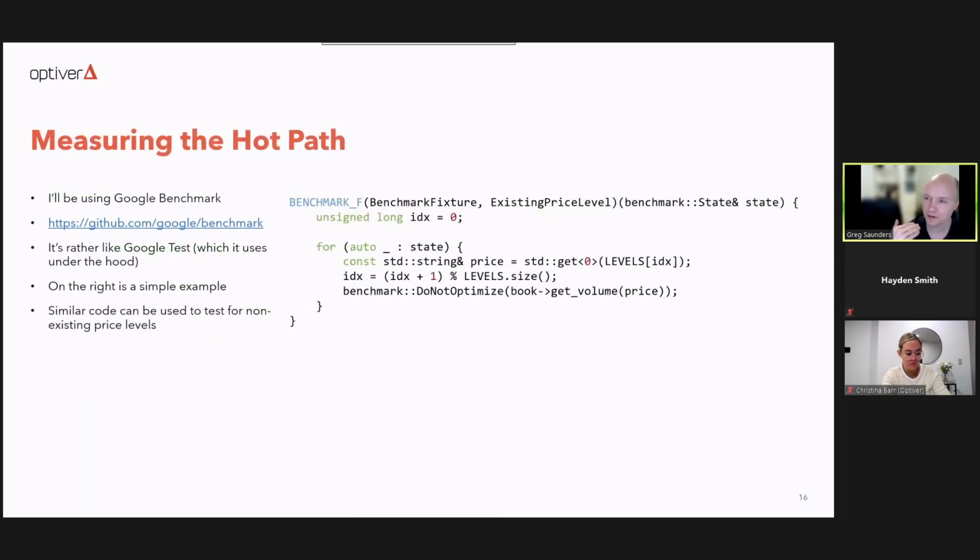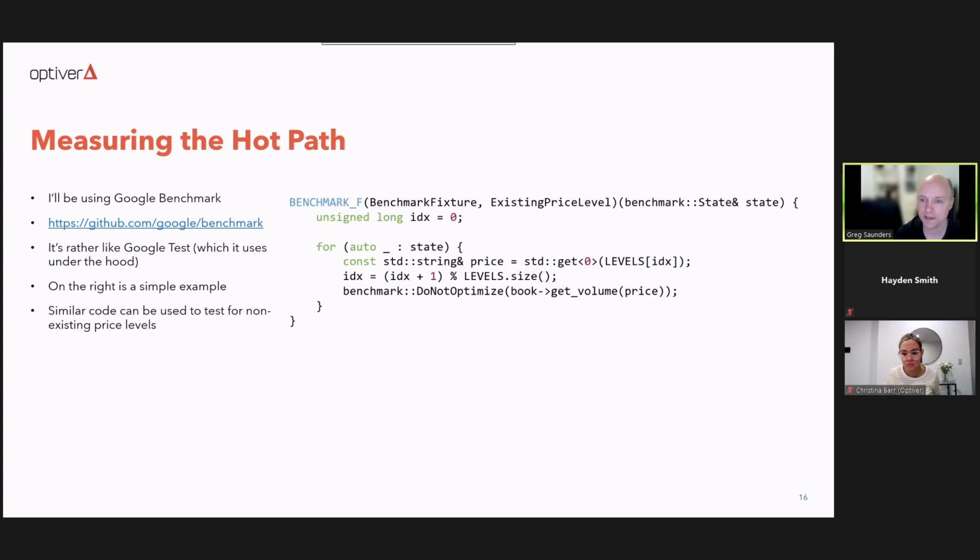Okay, so remember that first golden rule was measure before you fix anything. So let's do that. And I'm going to be using Google Benchmark to do the measuring. It's available on GitHub. You can go and fetch it yourself if you want to use it. It's a lot like Google Test if you've ever used Google Test to do your unit testing. And in fact, it uses Google Test under the hood. And you can see an example of a benchmark written using the Google Benchmark framework there on your screen right now.